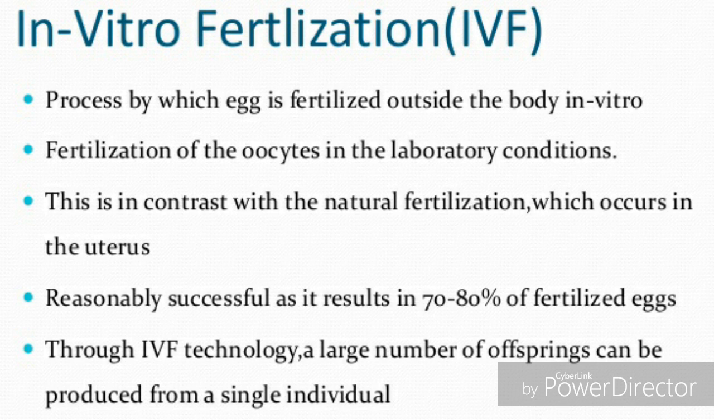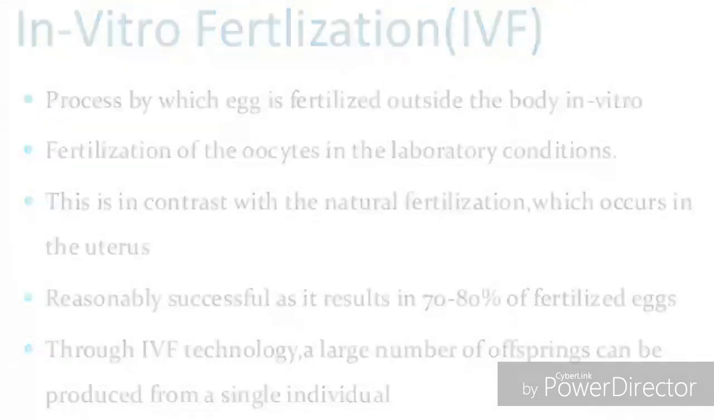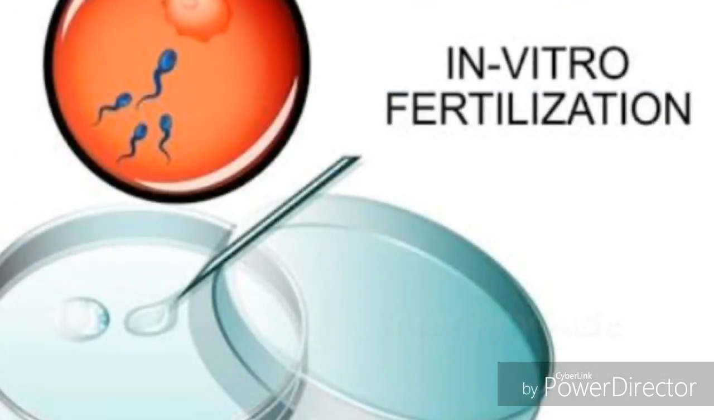Students, in case of some women, if the oviducts are blocked, they will not be able to give birth to children because sperms cannot reach the eggs for fertilization. In such cases, doctors collect freshly released egg and sperms and keep them together for few hours for IVF. In case fertilization occurs, the zygote is allowed to develop for about a week and then it is placed in the mother's uterus or mother's womb.